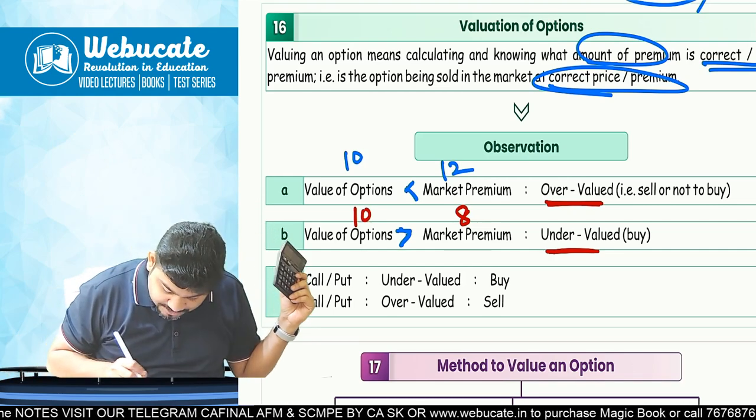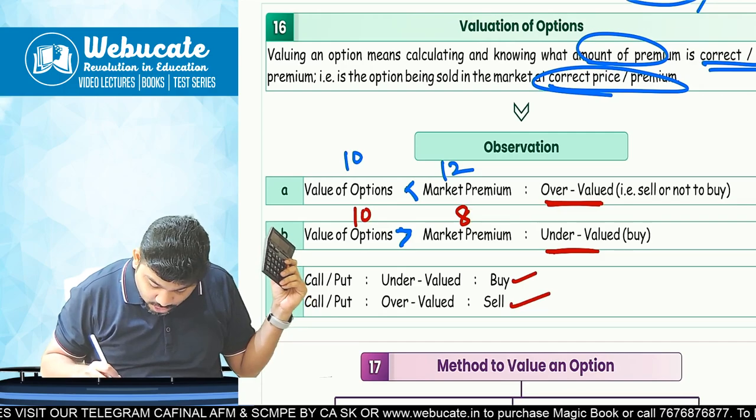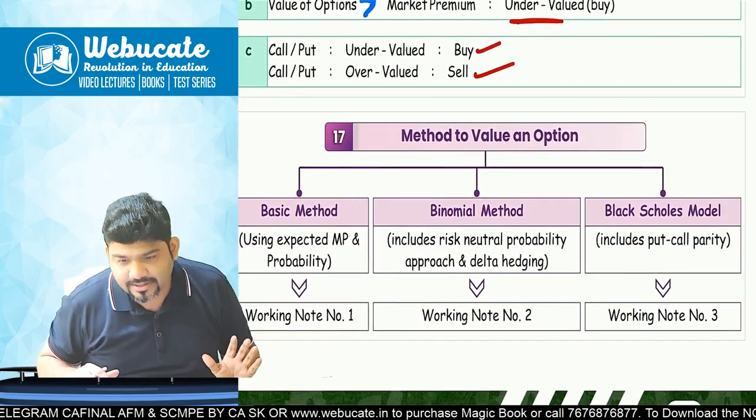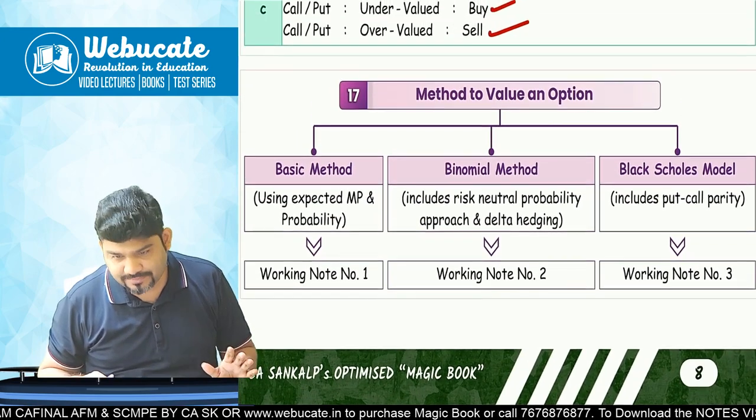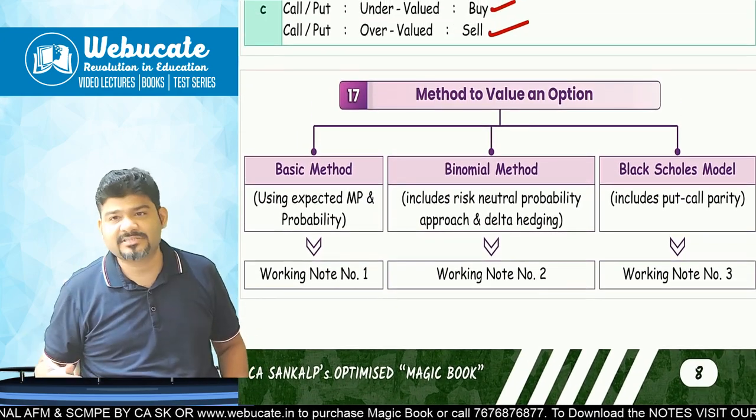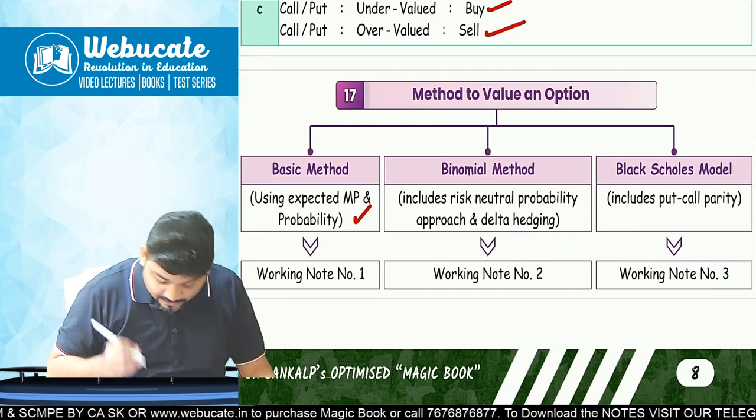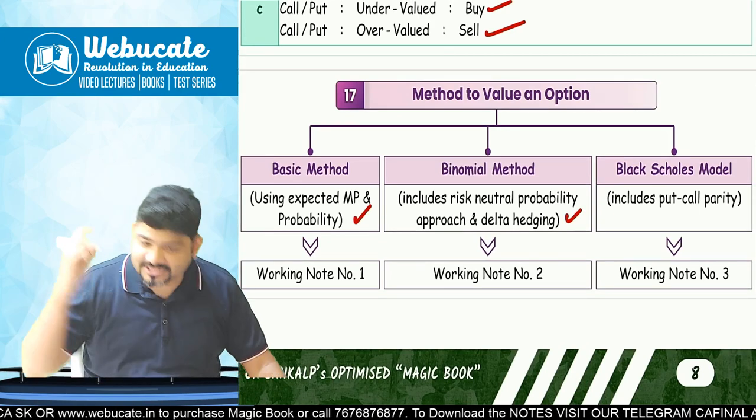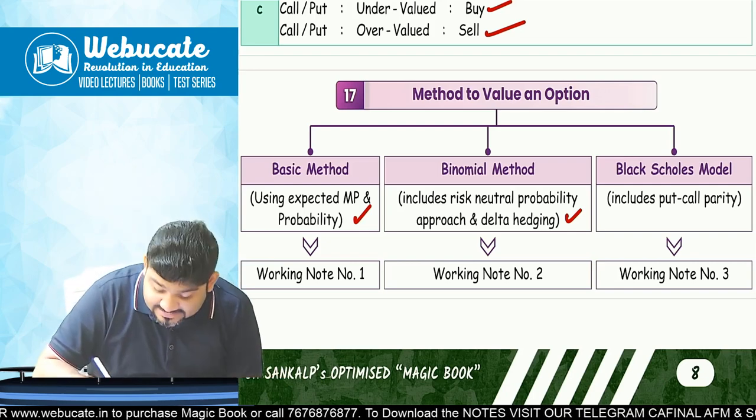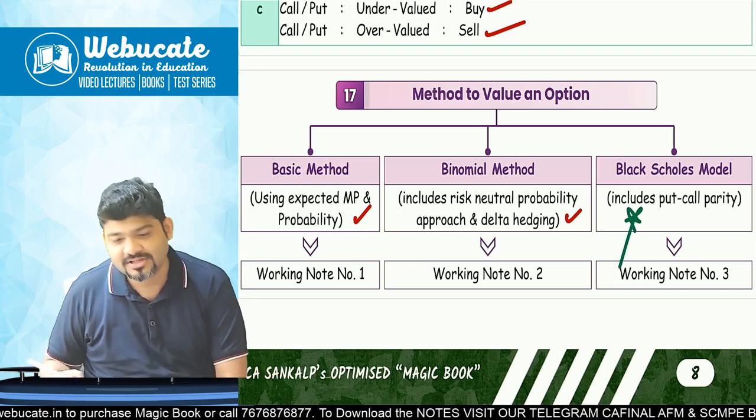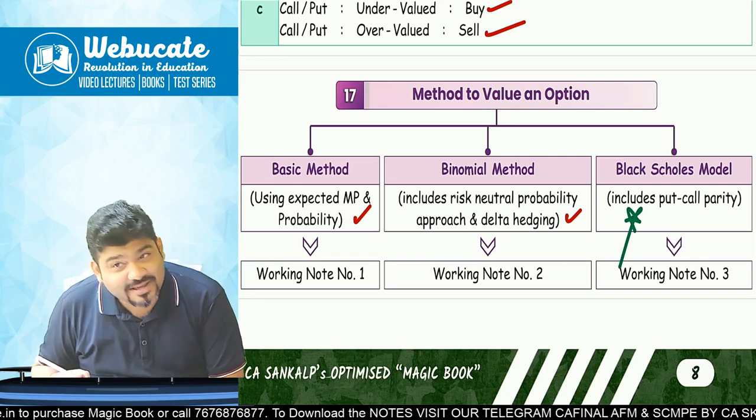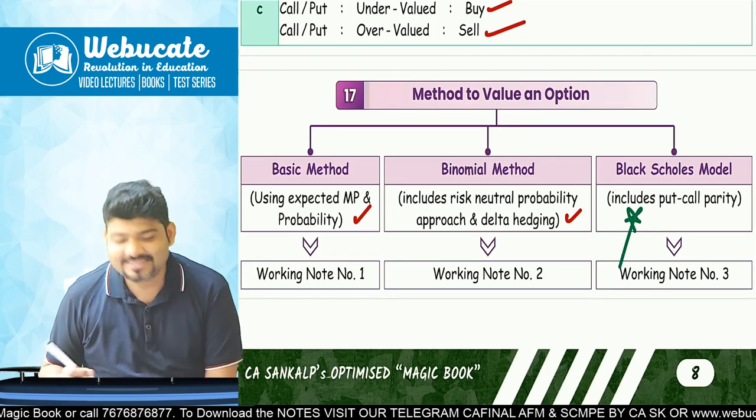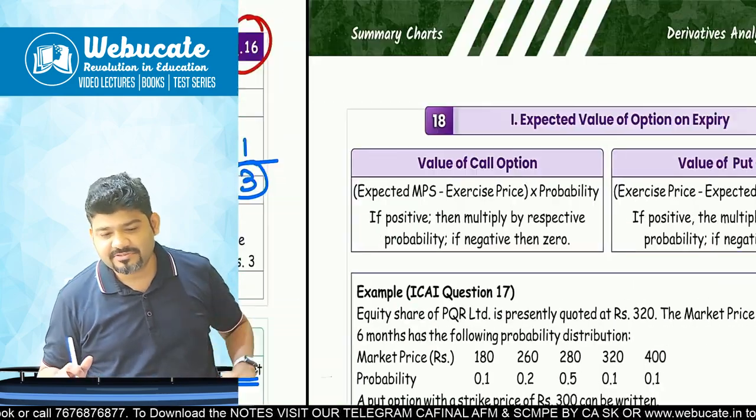So call option, if it is undervalued, buy. Call or put option, if it is overvalued, we will sell in the market. Methods to value an option. There are three methods. One is the basic method. Questions are asked in the exam for this. From the binomial method, exam questions are asked as well. But the last is Black and Scholes, on which questions have not been asked. But still I am putting a star because you never know. Let's see what happens. So first we will start with the basic method.